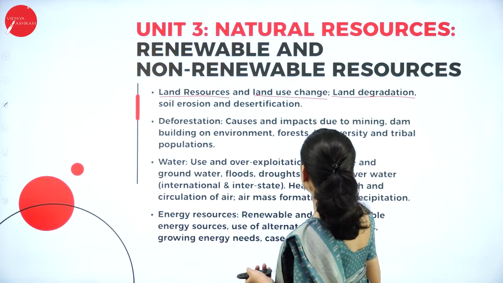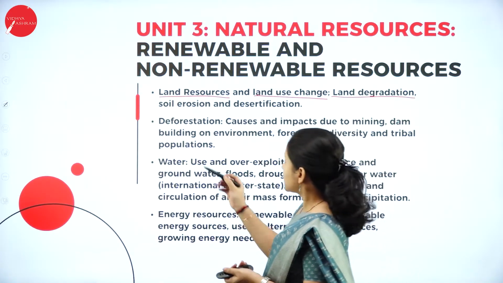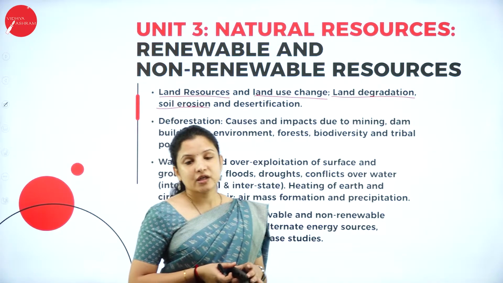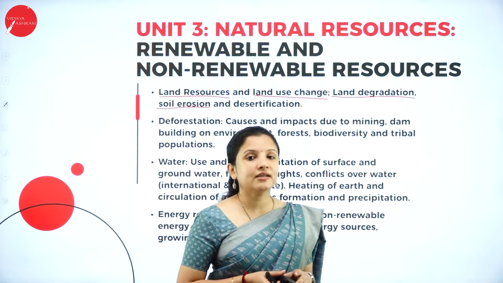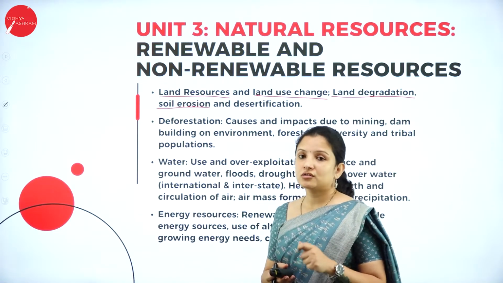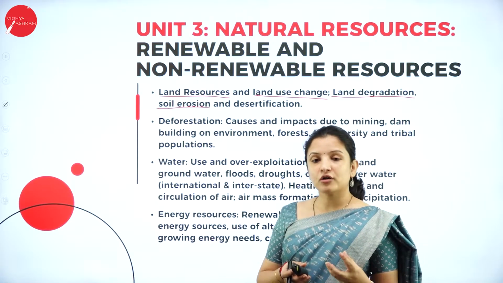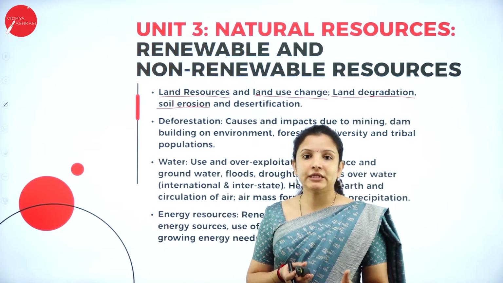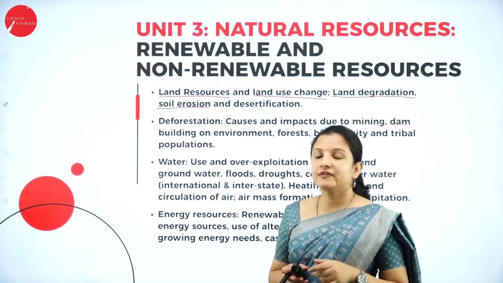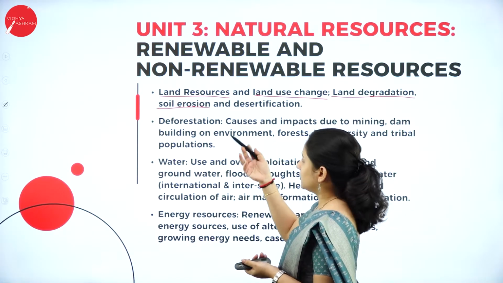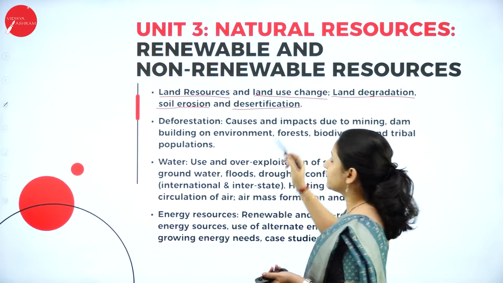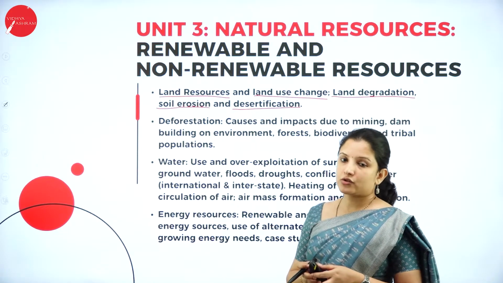All that we shall study under land degradation, and we shall study about soil erosion. Soil erosion is one of the important factors seen especially during the rainy seasons. Soil erosion causes a lot of problems because it has the capability to make a fertile land unfertile. So that we will study in this topic. And we shall look into how desertification occurs because of soil erosion.